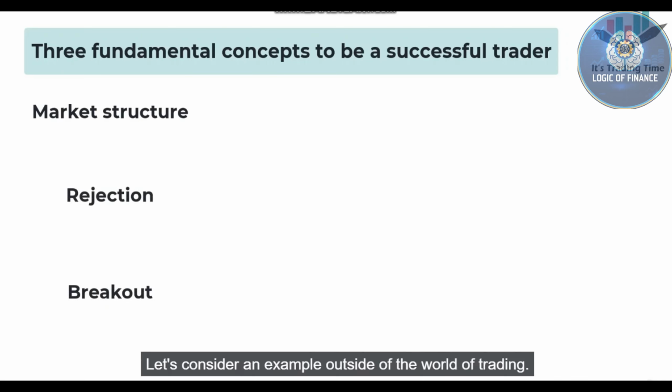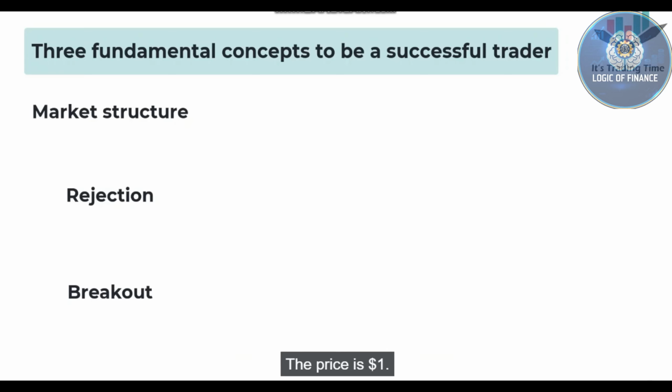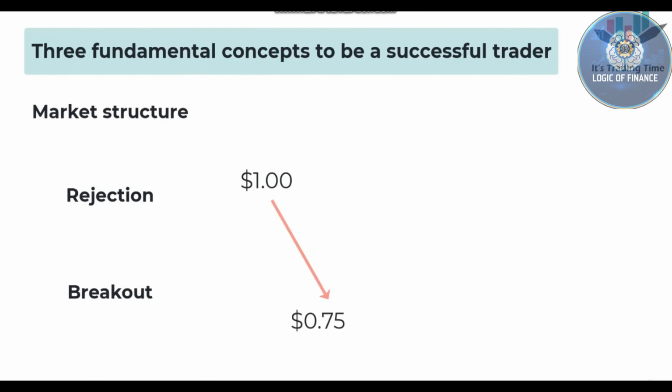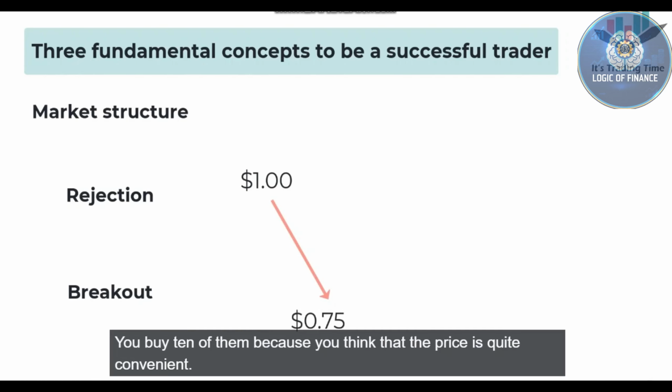Let's consider an example outside of the world of trading. You go to the supermarket to buy a drink, let's say a Red Bull. The price is $1, you buy it, you go back home and you drink your Red Bull. The next day, you go to the supermarket and there is an offer. This time, the price of the Red Bull is 75 cents. You buy 10 of them because you think that the price is quite convenient.